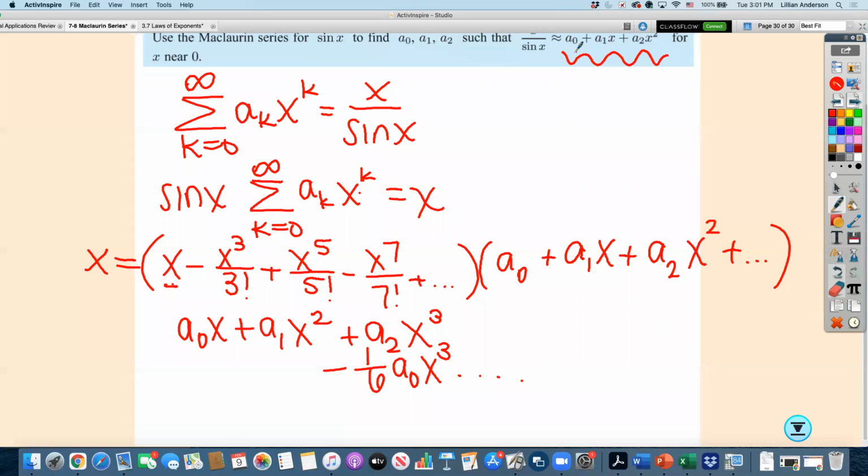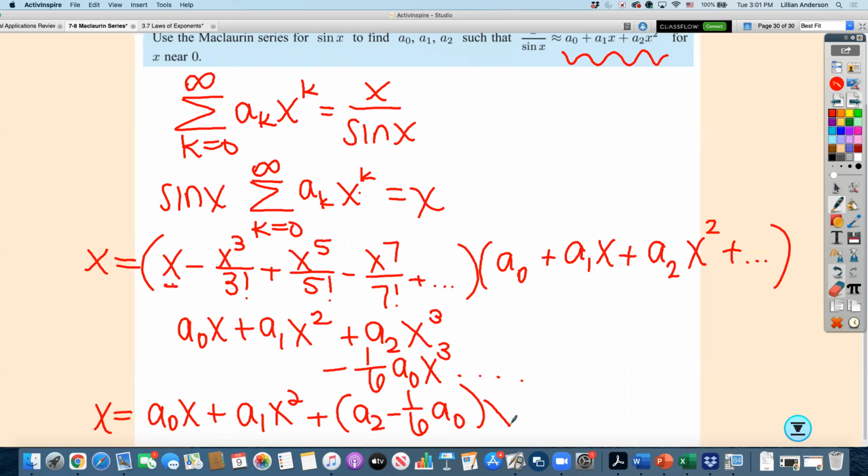So what essentially we have is that x is going to be equal to a sub 0 x plus a sub 1 x squared. And then even here, we're going to have an a sub 2 minus 1/6 a sub 0 x to the 3rd. We wouldn't actually be able to add those because they're technically not alike terms, so they can't be combined into one term. So then in order for us to figure out what x over sine x is, approximately, what I underlined in the red squiggle is essentially these are equivalent statements.